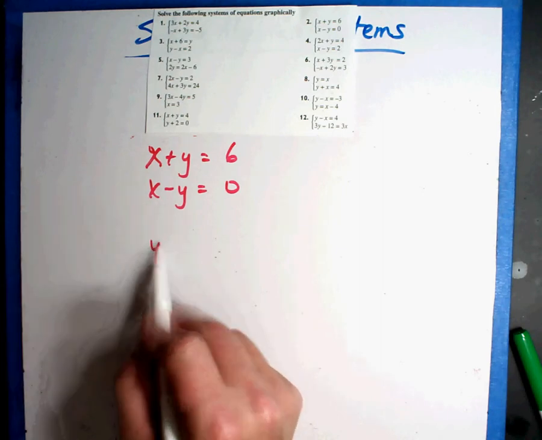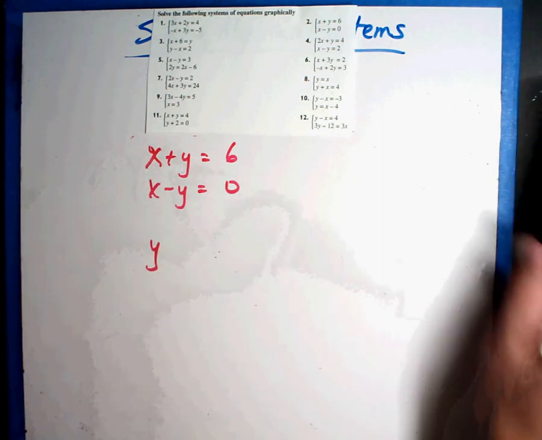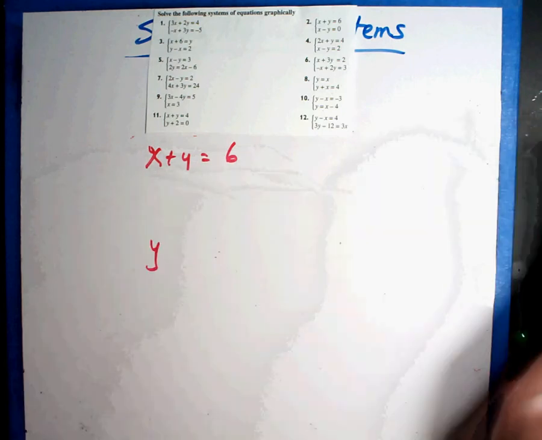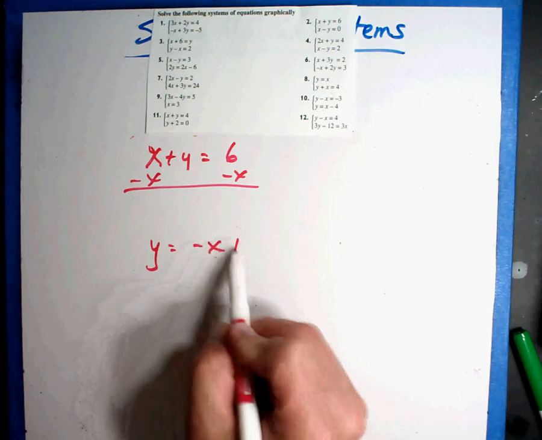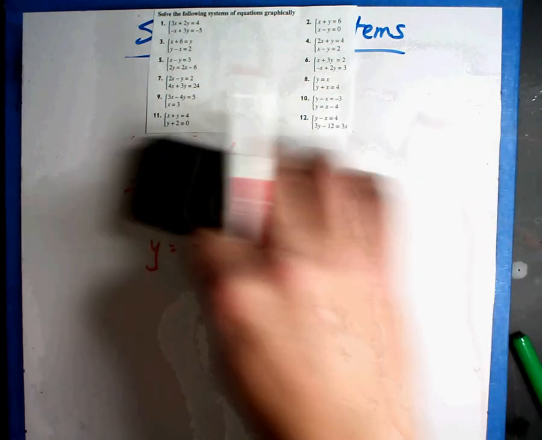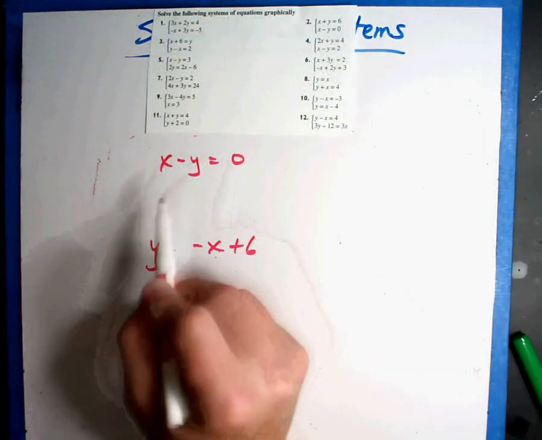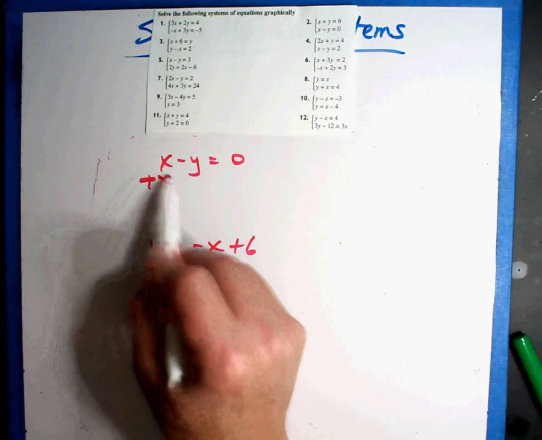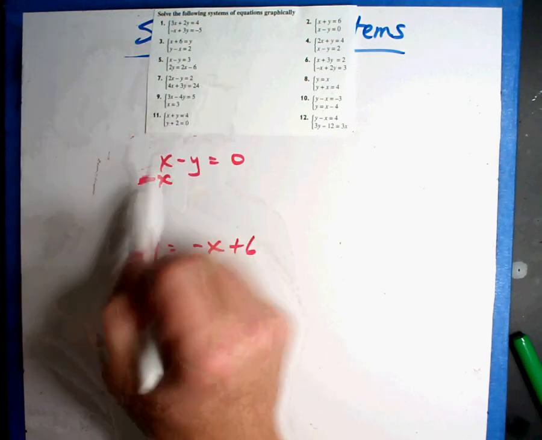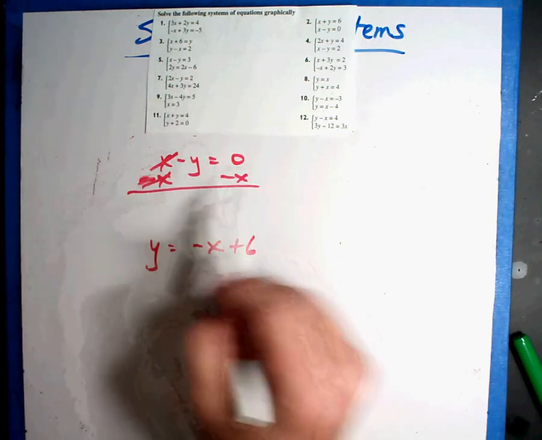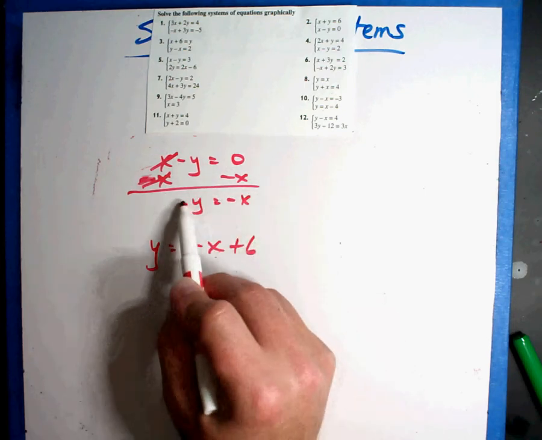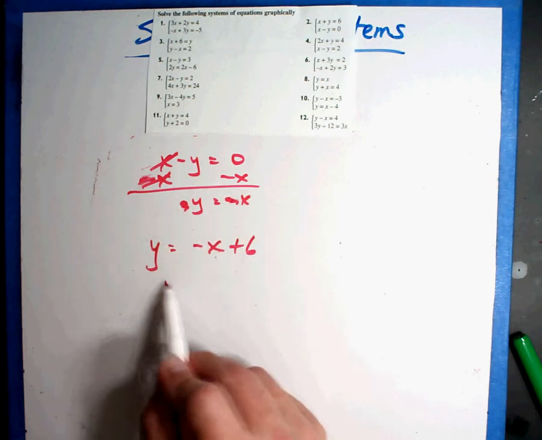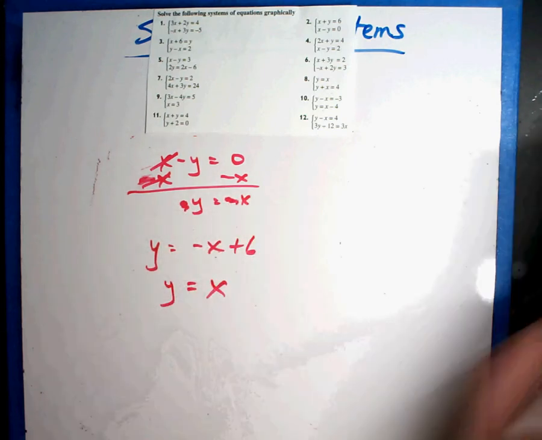Let's take the first one. Give myself some working room. Minus x. So y equals minus x plus 6. There's the first one. Second one was x minus y equals 0. So I've got to subtract x. That's gone. So minus y equals minus x plus 0. Divide by -1. We'll take that one out and that one out. So y equals x. There's my two formulas.